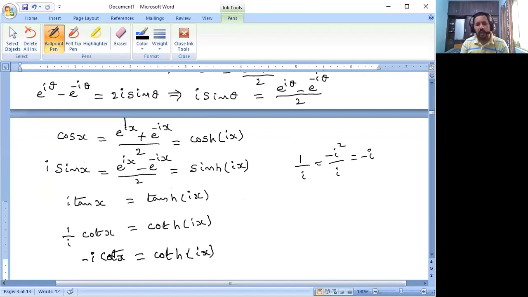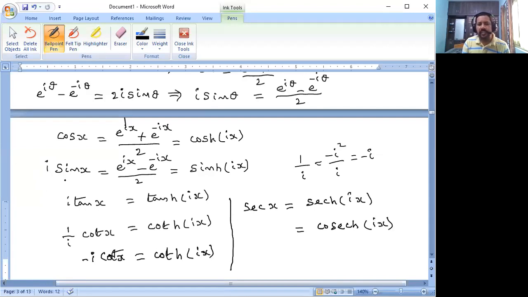Sin h of ix, cos h of ix, tan h of ix, and cot h of ix. Now, what is sech of ix? Sech means reciprocal of cosh only. Now, cosecant h of ix is the reciprocal of sin h of ix. Here also, i sin x, write the reciprocal, you will get 1 by i into cosecant x.